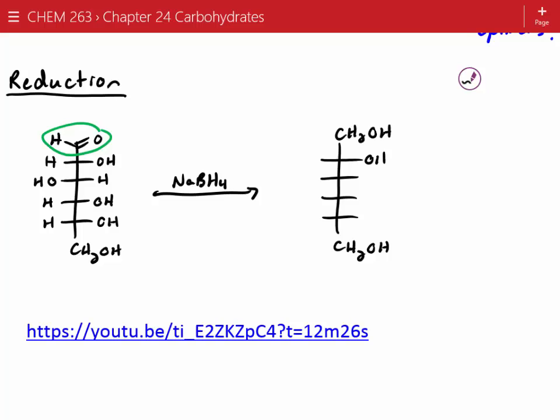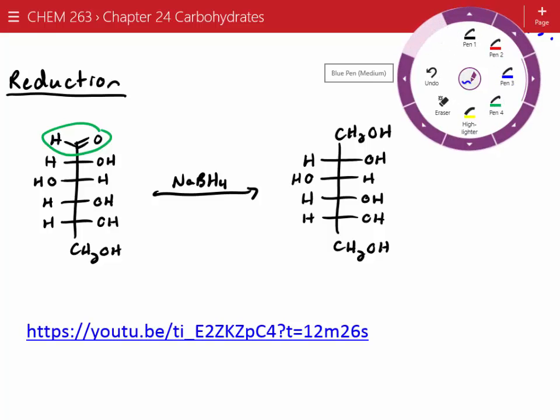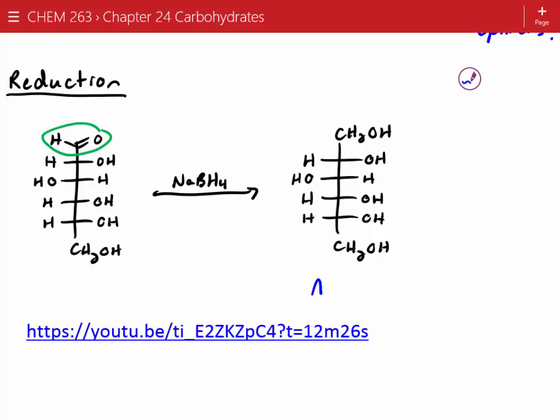And so you can reduce that aldehyde to an alcohol. I goofed on this, sorry. Hydrogen, hydrogen, OH, and hydrogen. There we go. And what these are called are alditols. That simply just means that it's a reduced sugar.